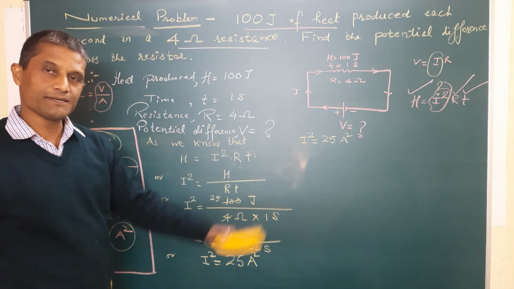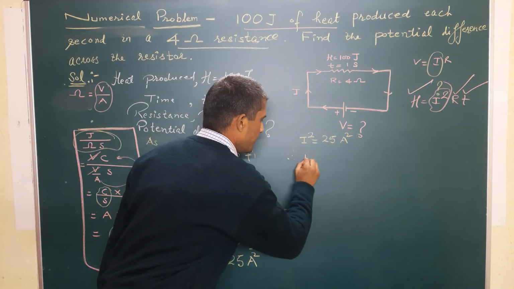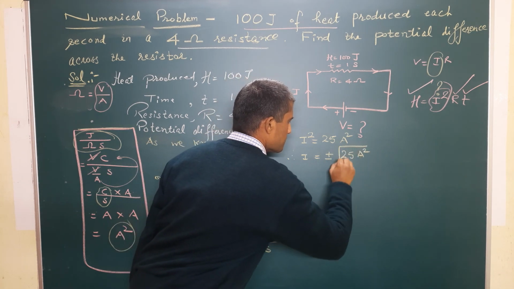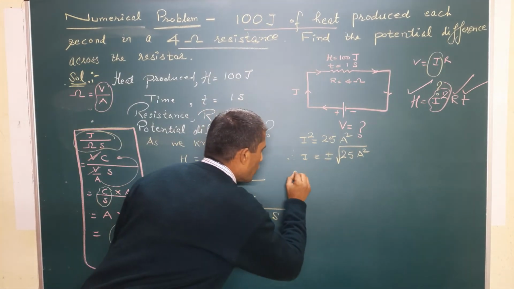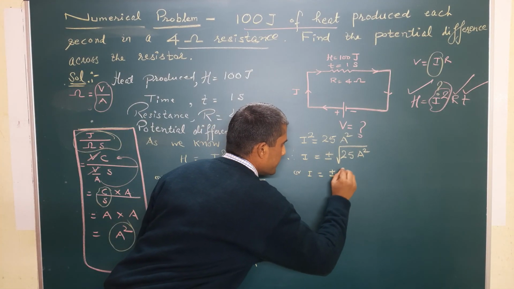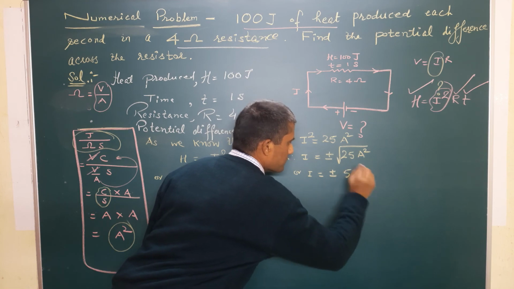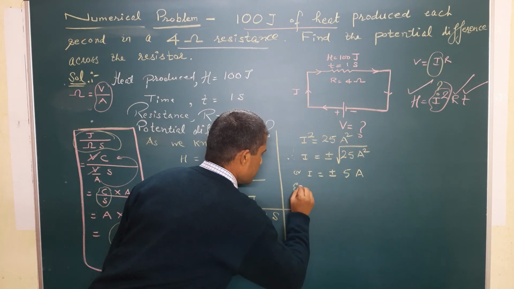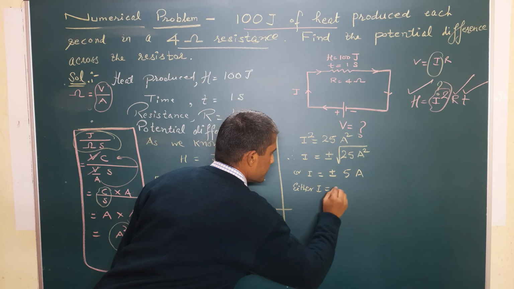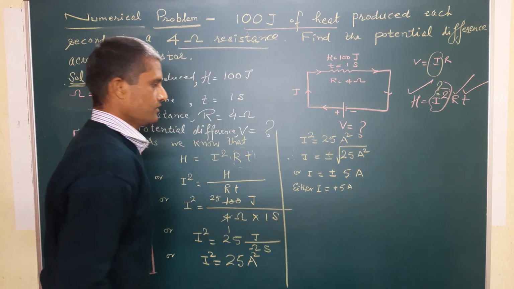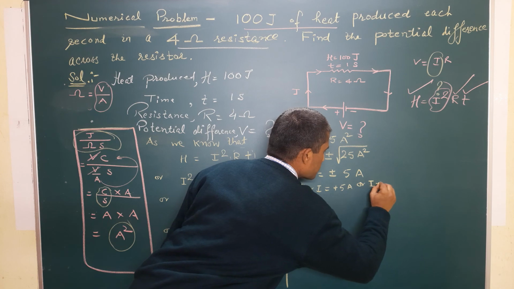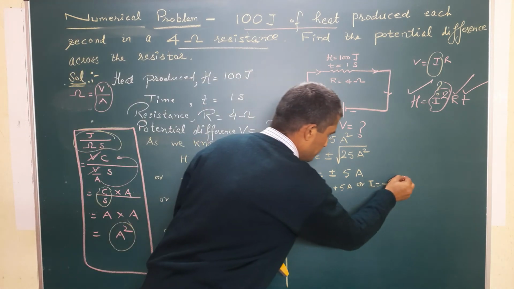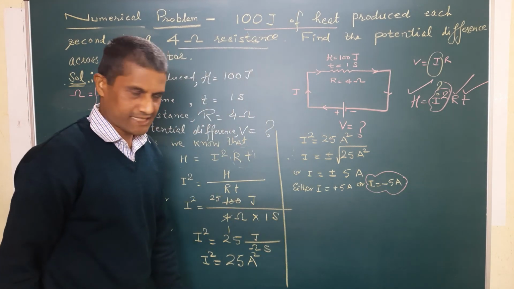Now we are going to find I by taking the square root here. Therefore, I is equal to plus minus the square root of 25 ampere square. Or I is equal to plus minus 5 A. So either I is equal to plus 5 ampere, or I is equal to minus 5 ampere. We will reject this value because current can't be negative.